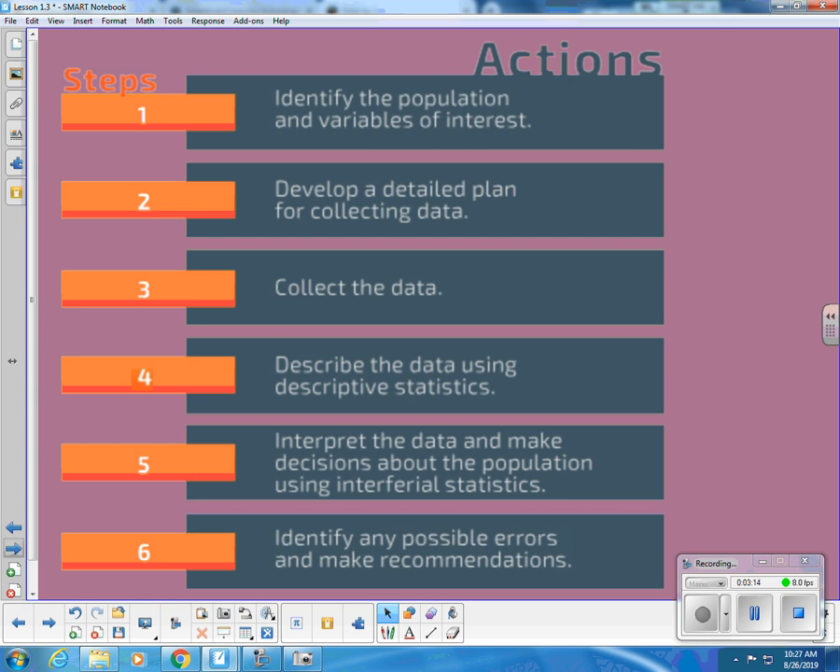Okay. So we need to identify the population and variables of interest. What do we want to study? We have to figure out how we are going to do it, how we're going to get our data. We have to actually do it. Be able to describe our data using descriptive statistics, maybe charts, graphs of some sort. And there's no sense in collecting data unless you're going to use it to interpret or make decisions with it. And you should always look for any possible errors that might have occurred. Okay?